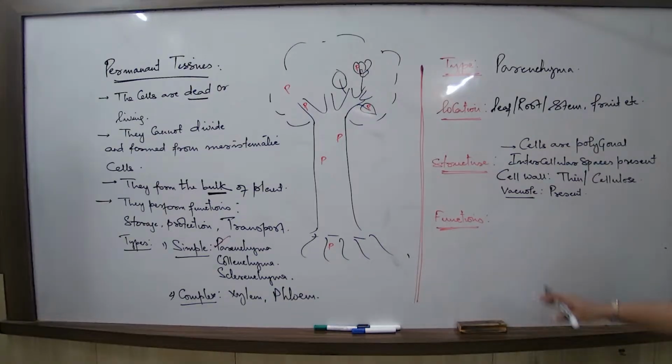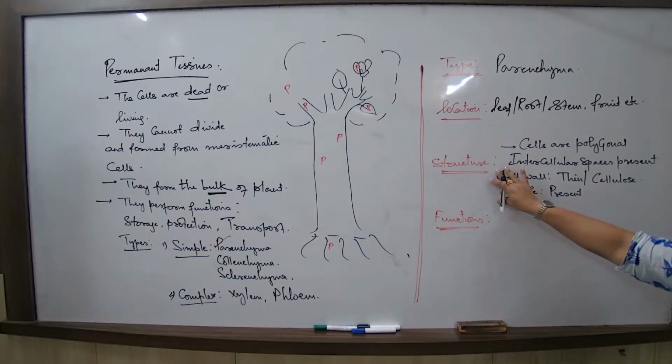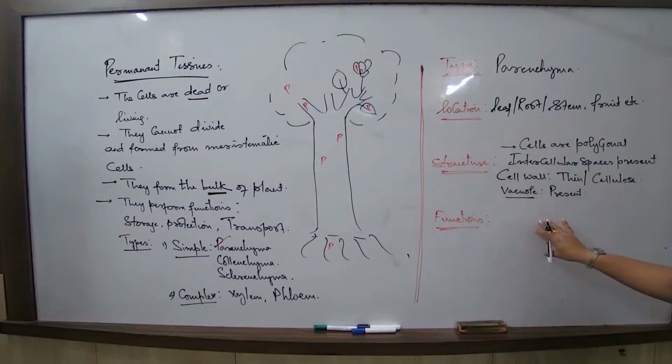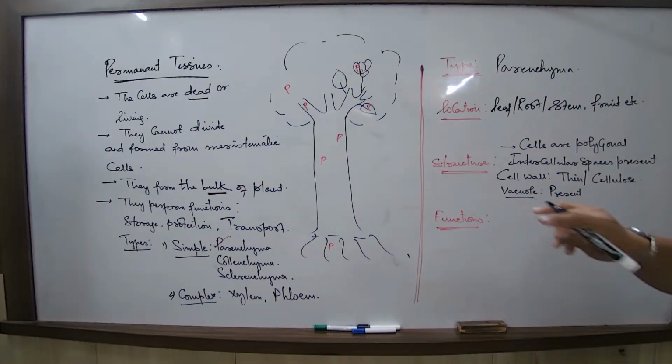Now we are talking about parenchyma, the first type of permanent tissue. Let's look at some functions. The basic structure we understood: intercellular spaces and the cell wall. This is what will be asked. The cell wall is thin. If you see the figure and look into the cross section, it very clearly shows that the cell wall is thin, the cells are of different shapes, they have spaces in between, and the vacuole is present.